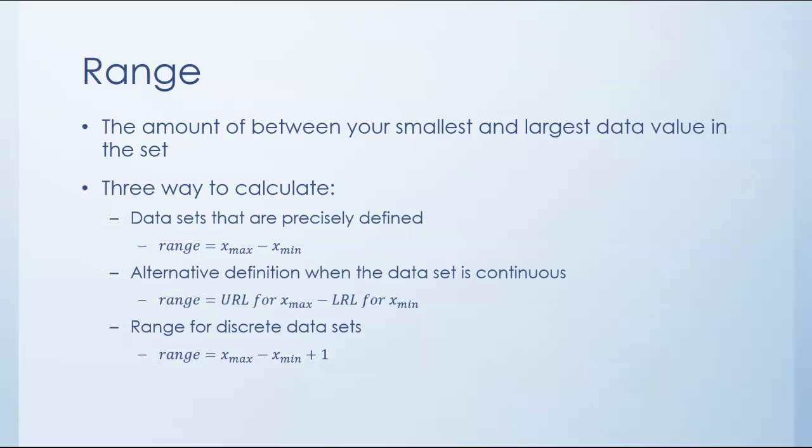Now the problem with range is that it is very susceptible to what we call outliers. We've talked about outliers before. We talked about how if I have a data point that's kind of out there by itself, it really affects my mean. Well, it also really affects my range. So one way we get around this is we start talking about these things called quartiles.